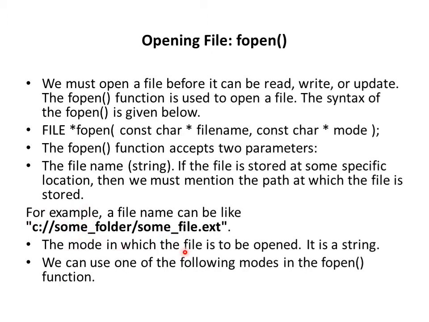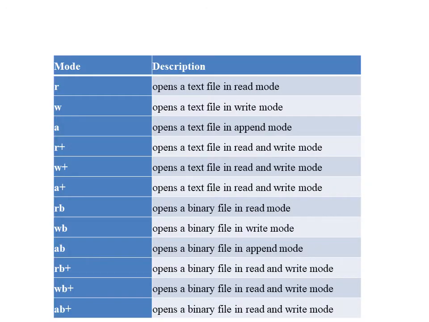The second is the mode in which the file is to be opened, it is a string. We can use one of the following modes in the fopen function. Here I am giving r, opens a text file in read mode. w, opens a text file in write mode. a, opens a text file in append mode. r+, opens a text file in read and write mode.